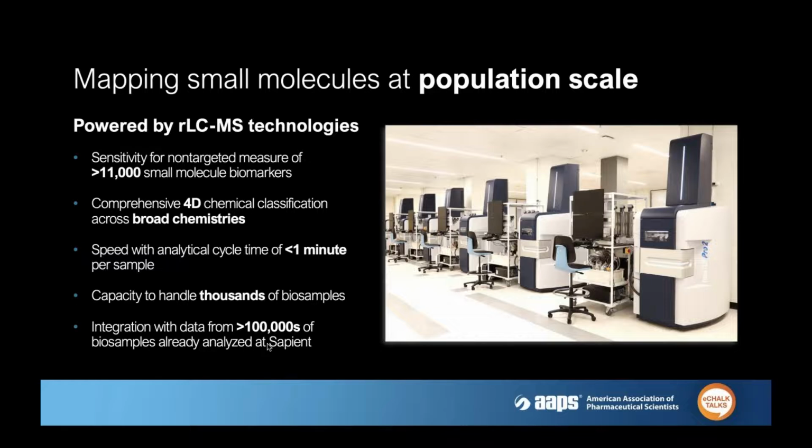Here's an actual picture of our suite of high throughput mass spectrometers at our Sapient site here in San Diego. And essentially what these new technologies allow us to do for the first time is measure thousands of these molecules in thousands of human biosamples at a given time. Now, to give you a little more granularity on what exactly we're capturing, these instruments have the sensitivity and capacity for what we call non-targeted mass spectrometry measure of over 11,000 small molecule biomarkers.